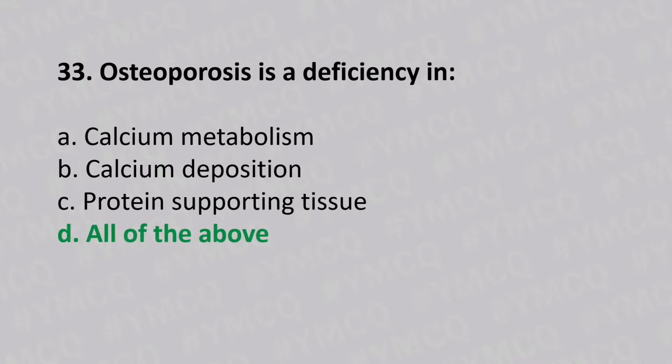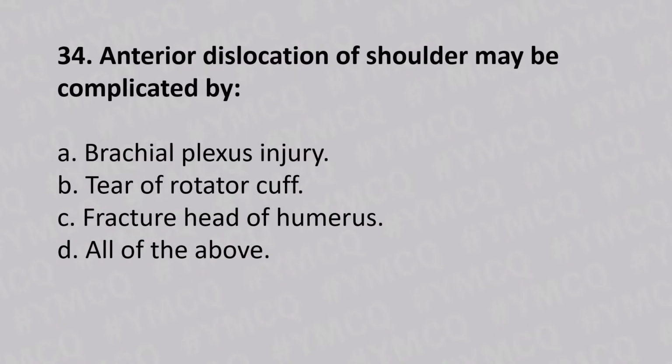Moving to our 34th question. Anterior dislocation of the shoulder may be complicated by option A, brachial plexus injury, option B, tear of the rotator cuff, option C, fracture of the head of the humerus, option D, all of the above. And the answer is option D, all of the above.